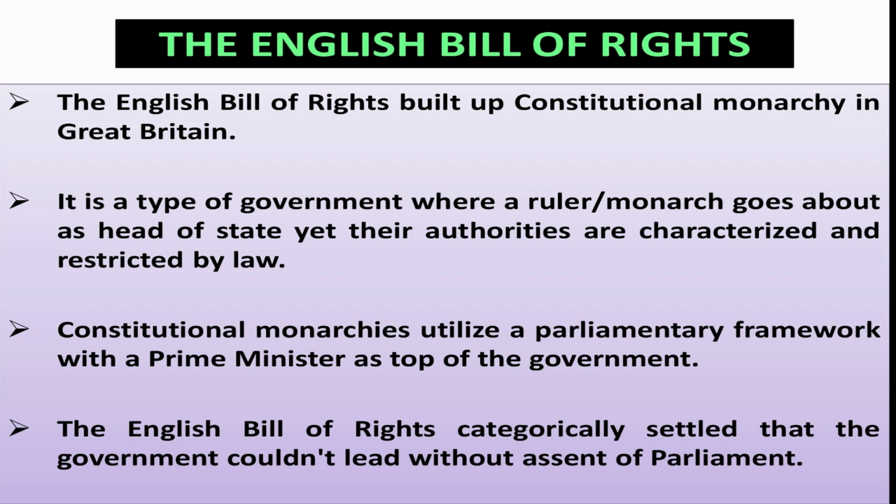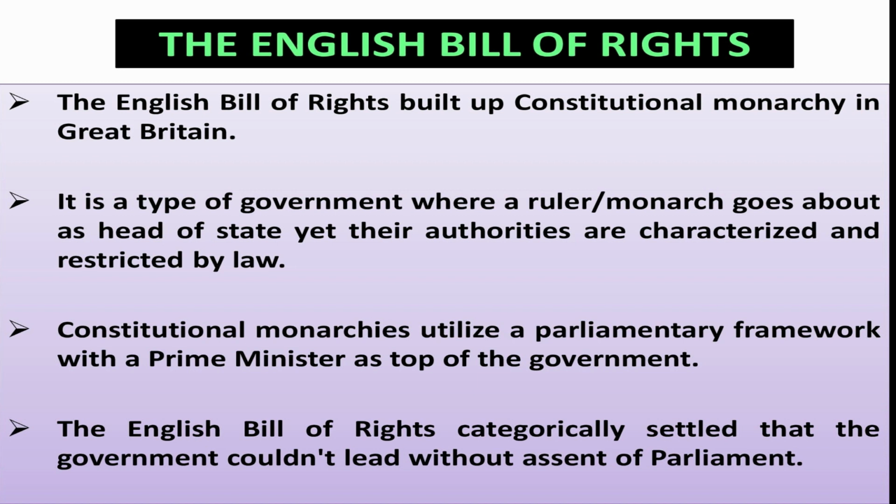The English Bill of Rights. The English Bill of Rights established constitutional monarchy in Great Britain. A constitutional monarchy is one in which the king or queen has a great extent of ceremonial position. It is a type of government where a monarch acts as head of the state, but their authorities are defined and restricted by law. Constitutional monarchies use a parliamentary system with the Prime Minister as the head of the administration or government.